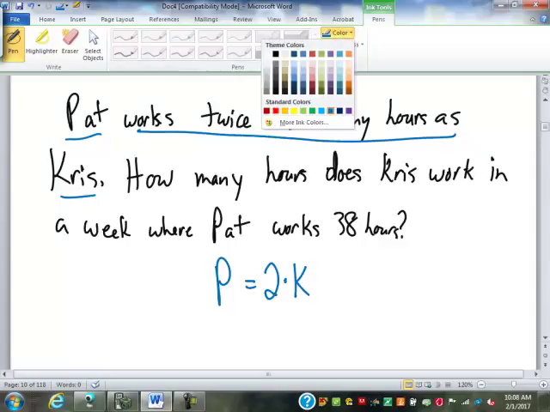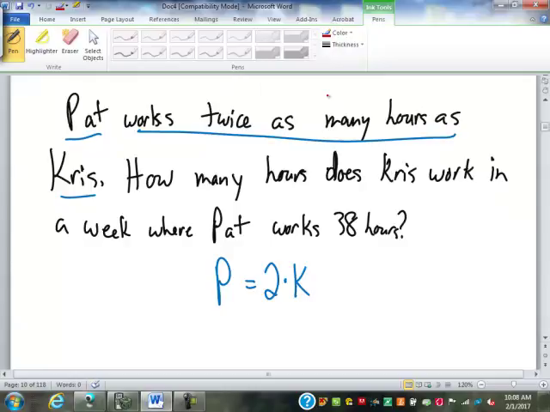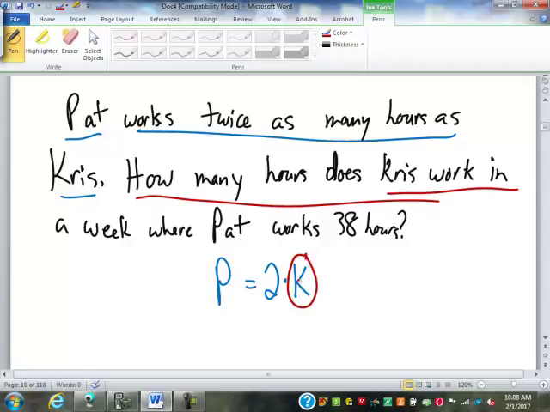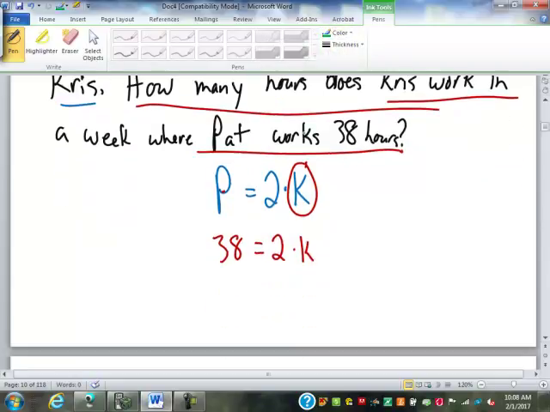So now, coming down here for the information we're given. How many hours does Chris work? So we're asked to find the hours for Chris. We're asked to find K when Pat works 38. So that means P is 38. This is 2 times K. So we solve that by dividing by 2. So 19 equals K.